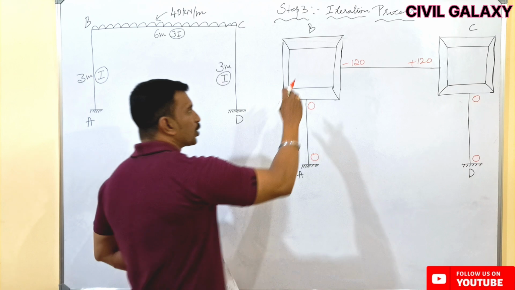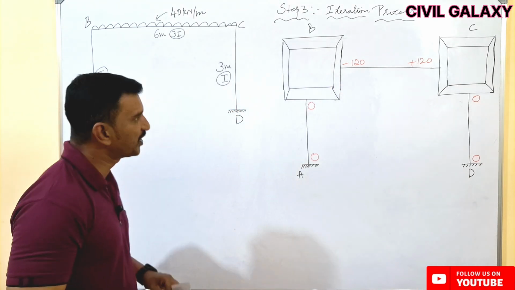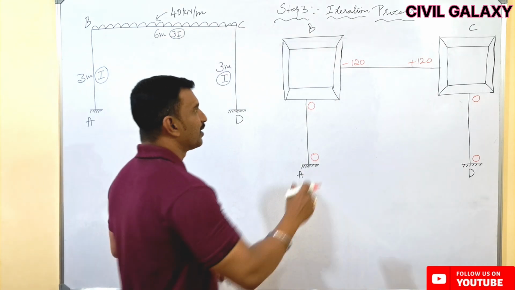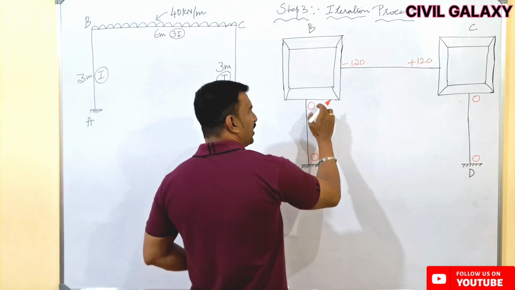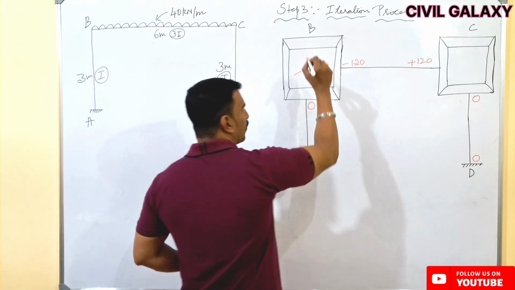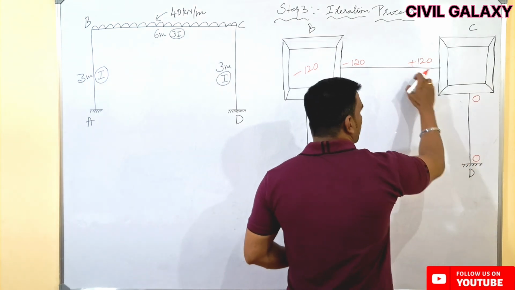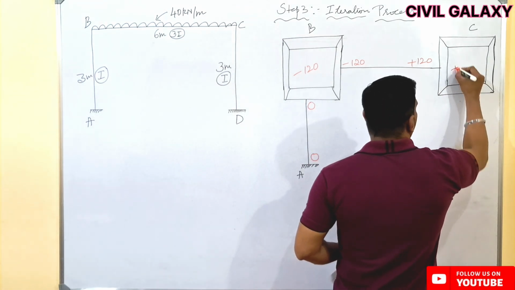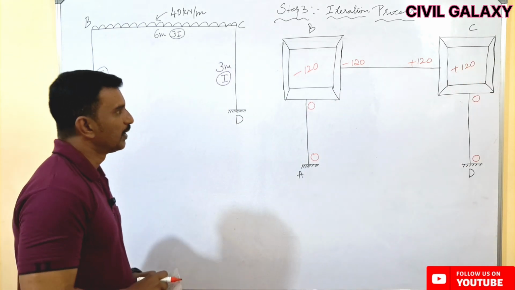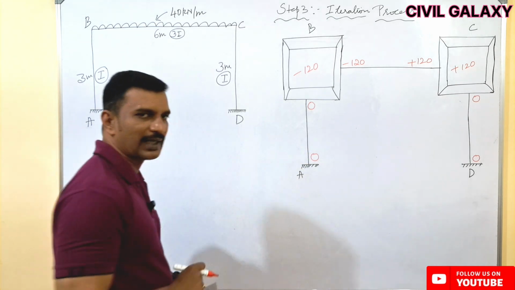Inside this box, we have to write the summation of the fixed end moments at this particular joint. So if we take the summation, it is minus 120 plus 0, which will be equal to minus 120 here, and for this joint C it is plus 120 plus 0, which is plus 120 kilonewton meters. We also have to represent the rotation factor, which we have calculated.